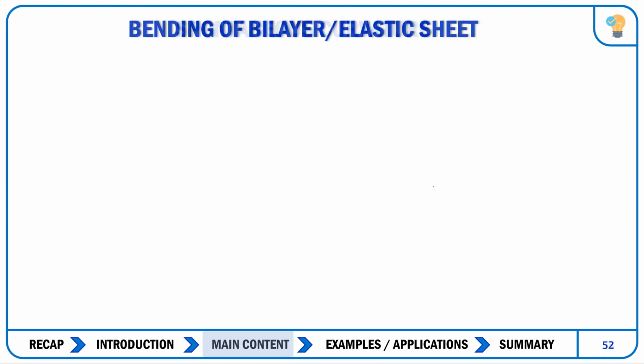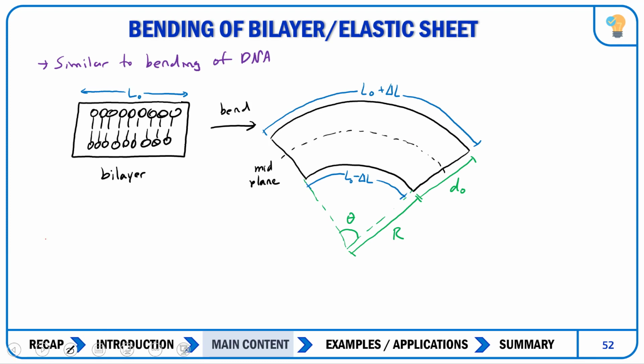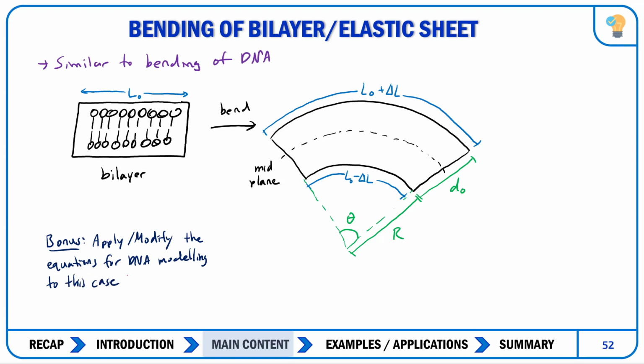Just as a recap of this, potentially for the bonus modeling project, you could apply or modify the equations for DNA modeling to this case to see if you'll be able to figure out an actual value for different types of bends for a lipid bilayer.